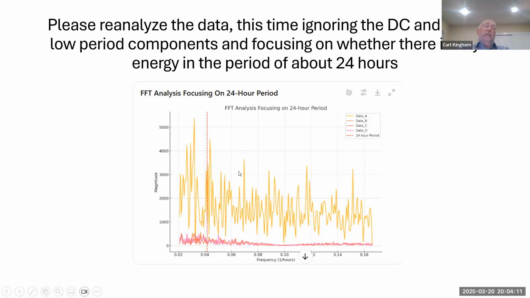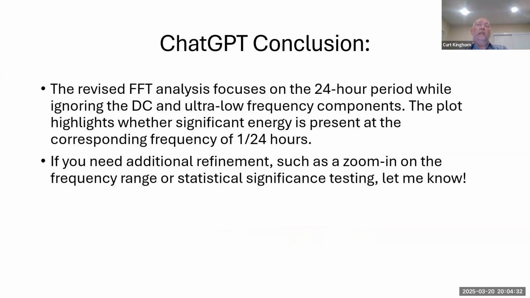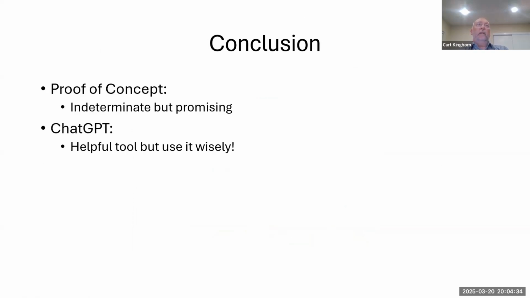The fact that ChatGPT could do this was actually pretty cool. I spent hours and hours and hours doing this manually, and this matches my results pretty clearly. But the fact that it did it automatically was actually pretty impressive. So anyway, its conclusion is there is a 24-hour period there.